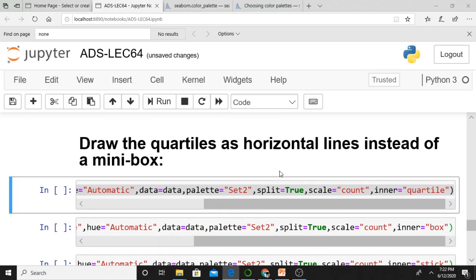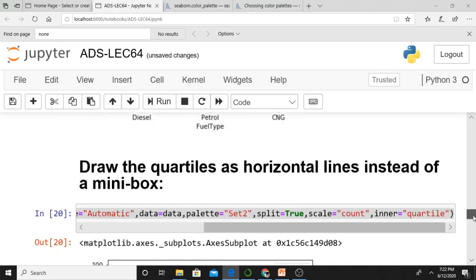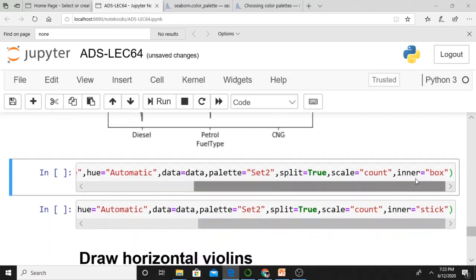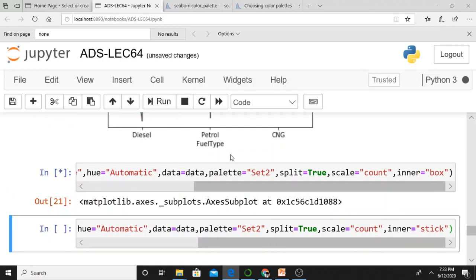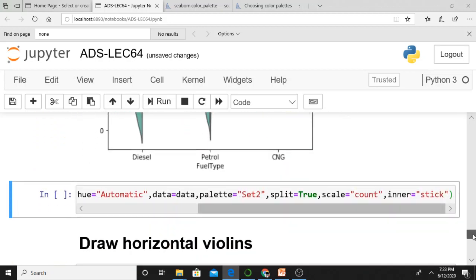And inner equal quartile. I already discussed what quartile is. Quartile means you will get the first quartile, second quartile, and third quartile. Just see, there are Q1, Q2, Q3 displayed. If you say inner equal box, which by default is box, it will construct a box plot. You can observe the box plot inside the petrol fuel type, isn't it?